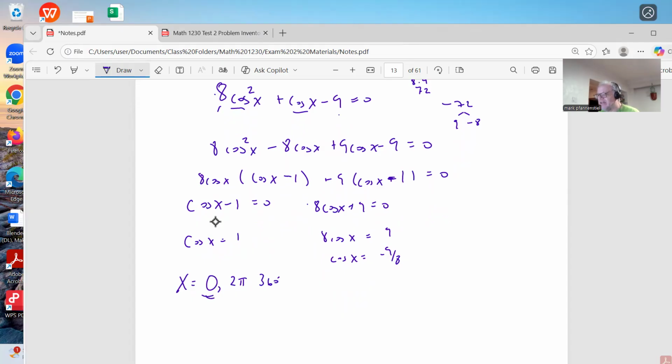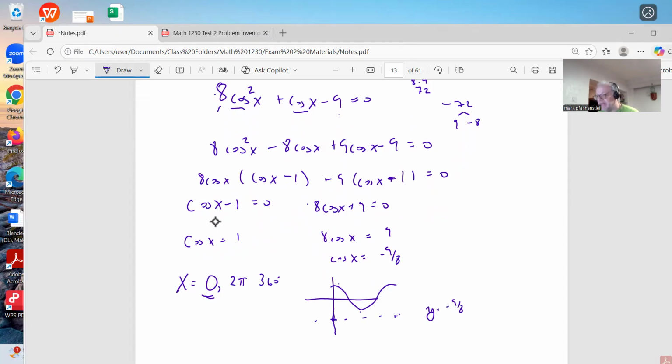And then for cosine x equals negative 9/8, well, remember what cosine looks like? Cosine looks something like this. Its farthest down value here is negative 1. Negative 9/8 is a little bit bigger than 1. It's a little bit more than 1. So it's actually y equals negative 9/8 is sitting right here.